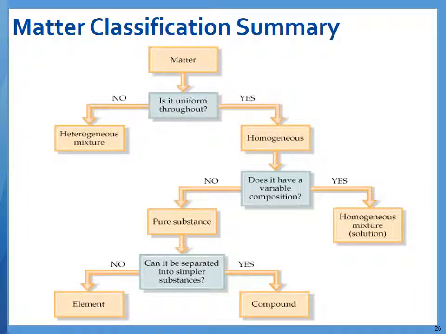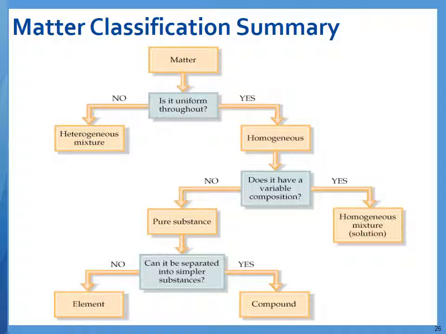All right, so here's a nice little summary of the classifications of matter. And you can go through this flow chart. So we have matter. Is it uniform throughout? If it's not, then it has to be a heterogeneous mixture. If it is uniform, then it's homogeneous.